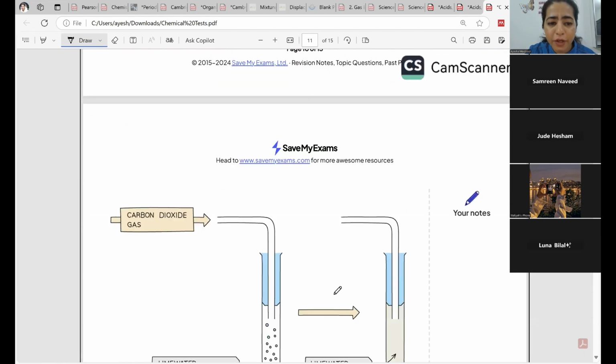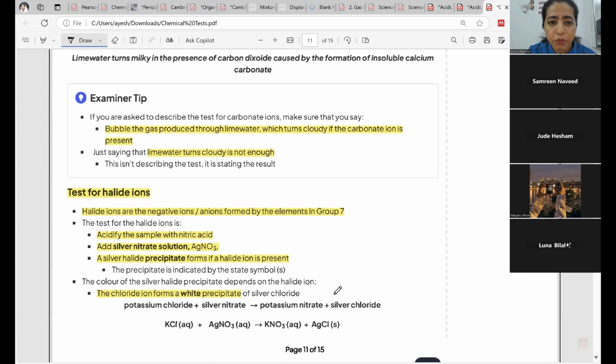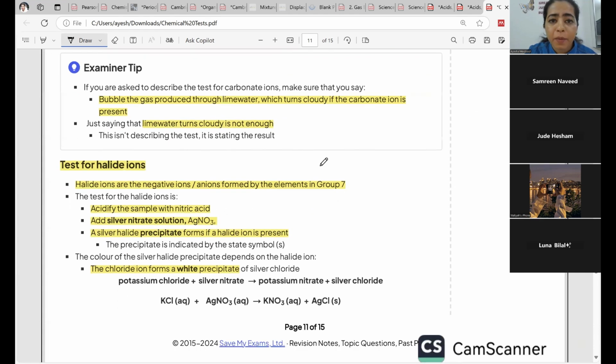Okay, let's move after that to another test, for the halide ion. Before that, if you're going to mention your result for the carbonate, be very careful to use the right words. If you're going to just say that lime water turns cloudy, this is not giving you full marks. This will not be enough information. You will say that if you pass the gas, lime water turns cloudy, it means there is carbonate ion present. So write the complete statement whenever you are going to write the positive result.